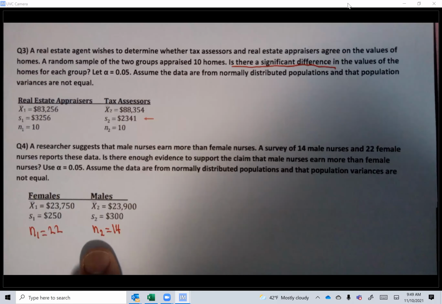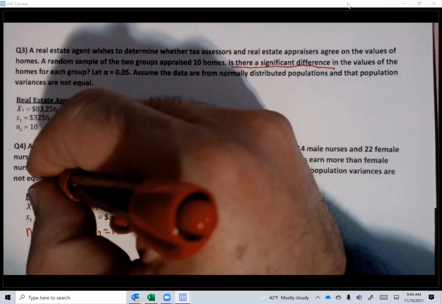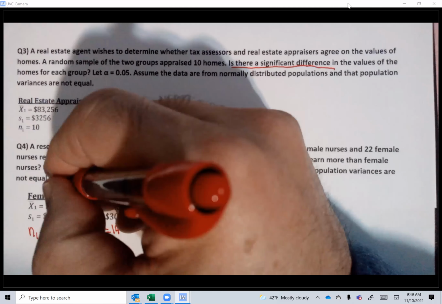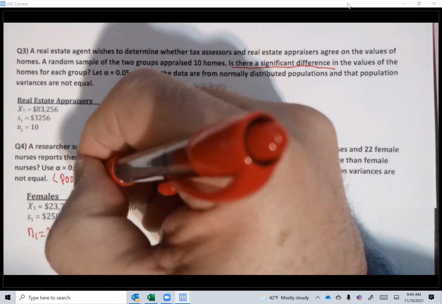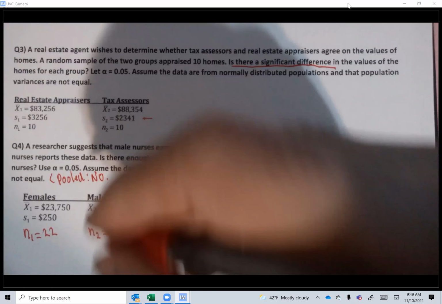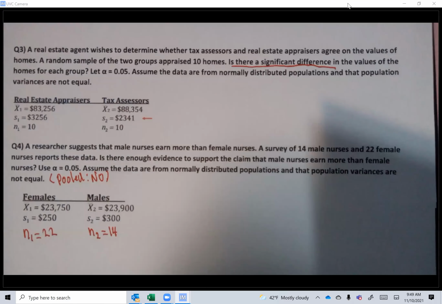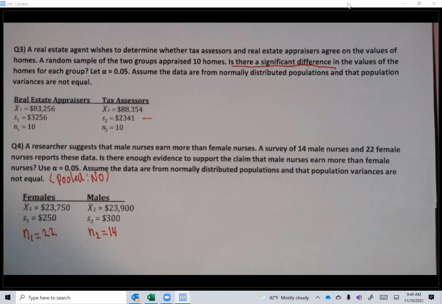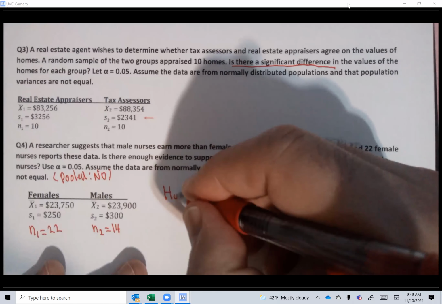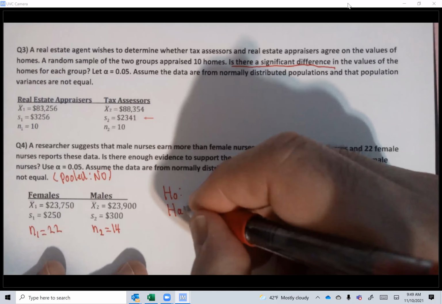Is there enough evidence to support the claim that male nurses earn more than female nurses? Use alpha equals 0.05. Assume the data are from normally distributed population and that population variances are not equal. Meaning here, guys, put a note for yourself. For pooled, when it comes to the test on the calculator, it's a no. Okay, who will help me state HO and HA here?